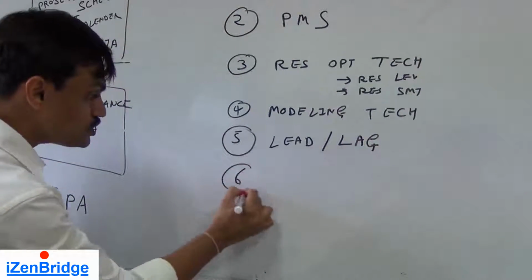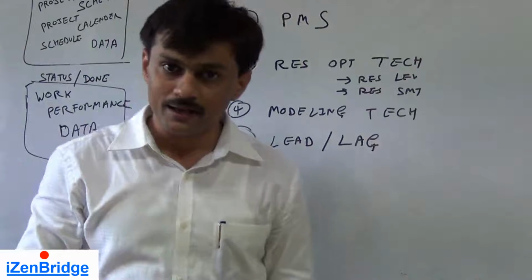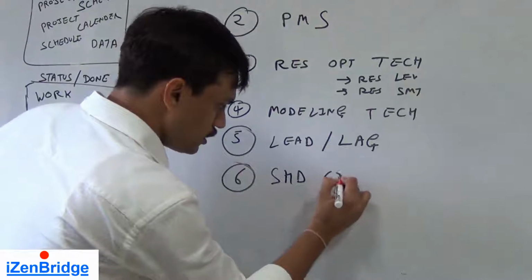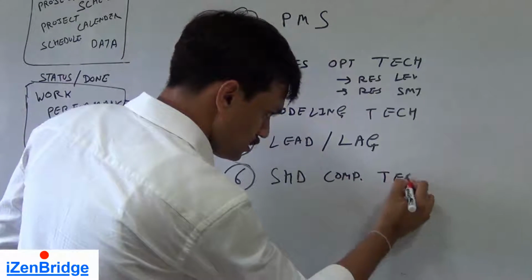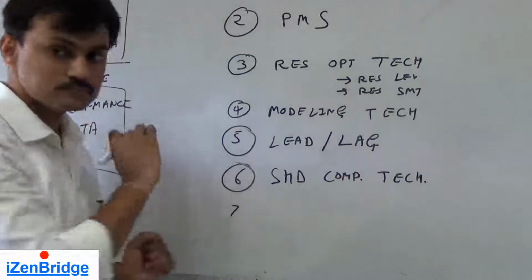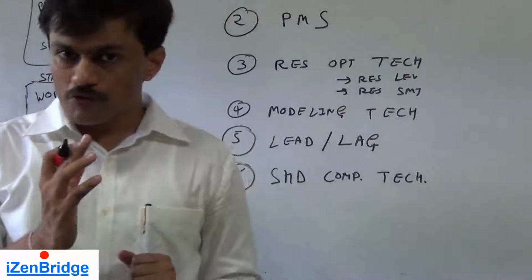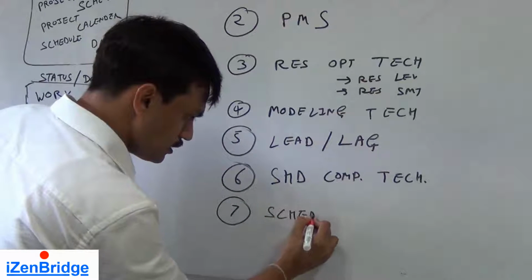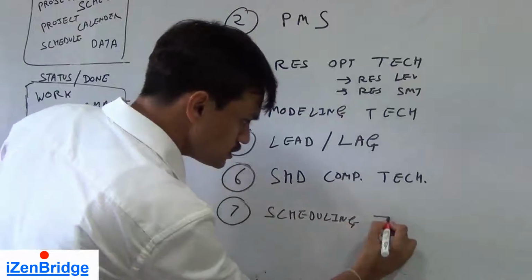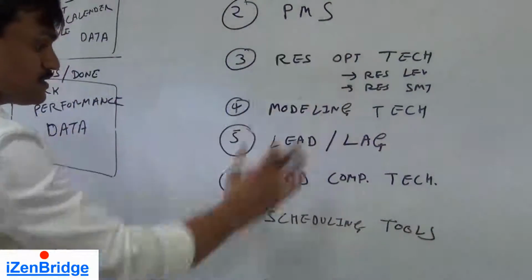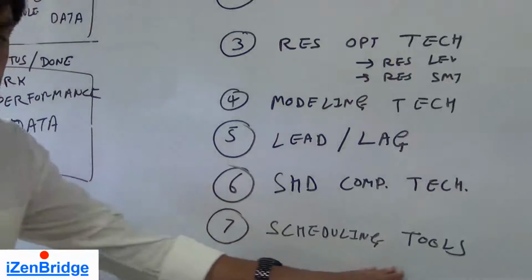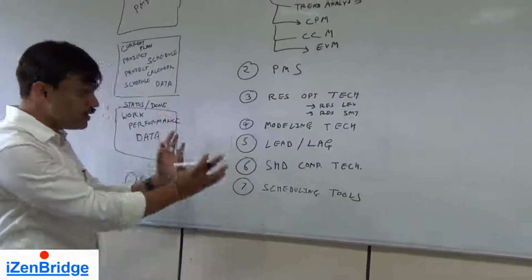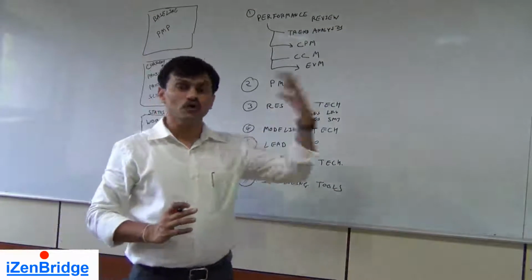We also use schedule compression techniques like fast tracking and crashing. On top of it, we may also use some scheduling tools. The difference between the project management system and scheduling tools is that scheduling tools are special tools which facilitate us in doing schedule monitoring and schedule forecasting.